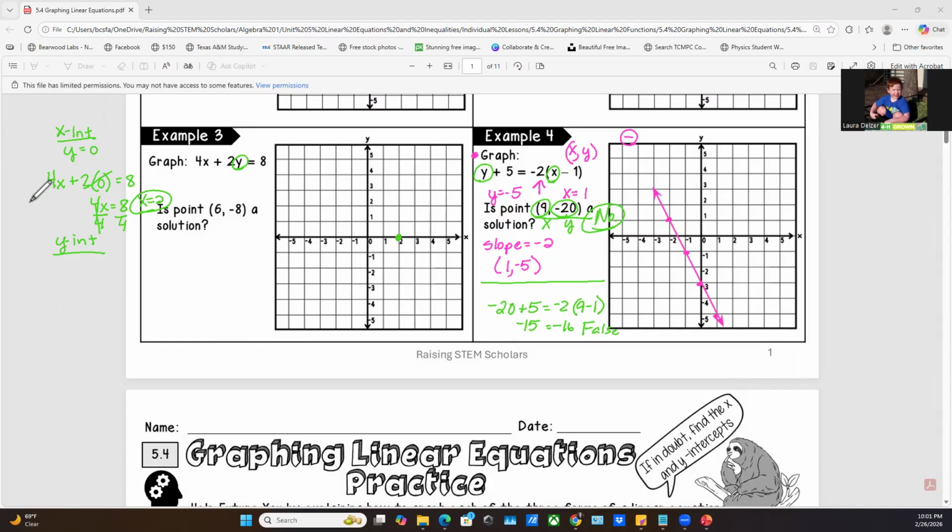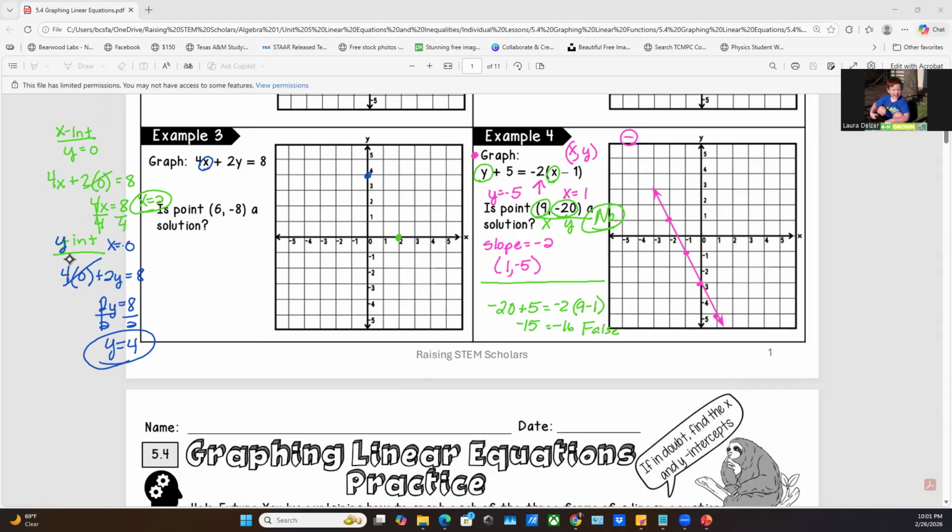We're going to do the same thing for the y-intercept. This is when x equals 0. So it's the same idea. Okay, my x is 0. And so I'm going to do 4 times 0 plus 2y equals 8. This cancels. 2y equals 8. And my y-intercept is 4. Okay, so I'm going to come up here to 4. So now I can see where to graph my line.